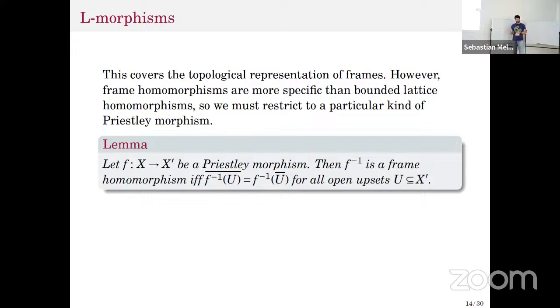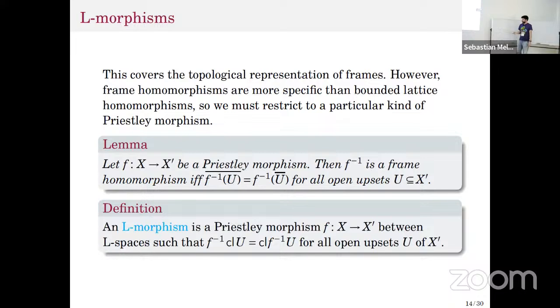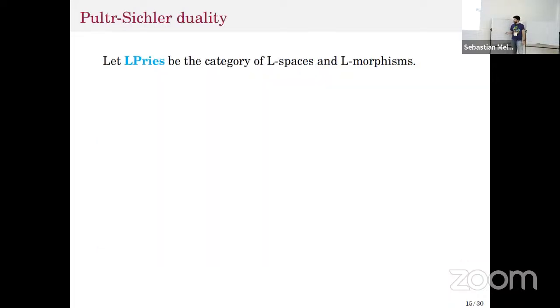It's because open upsets kind of represent these pre-join things, and once you take the closure, you get the join. Because inverse image will always preserve union, and you want to pull out the whole join, you need to pull out the union and the closure. So that's where this comes from. It's quite a natural translation of what it means to preserve joins. And we just define L morphisms to be the morphisms that do this. I wrote closure in a different way here, but this is also just supposed to be overline. So my category will be L spaces and L morphisms.